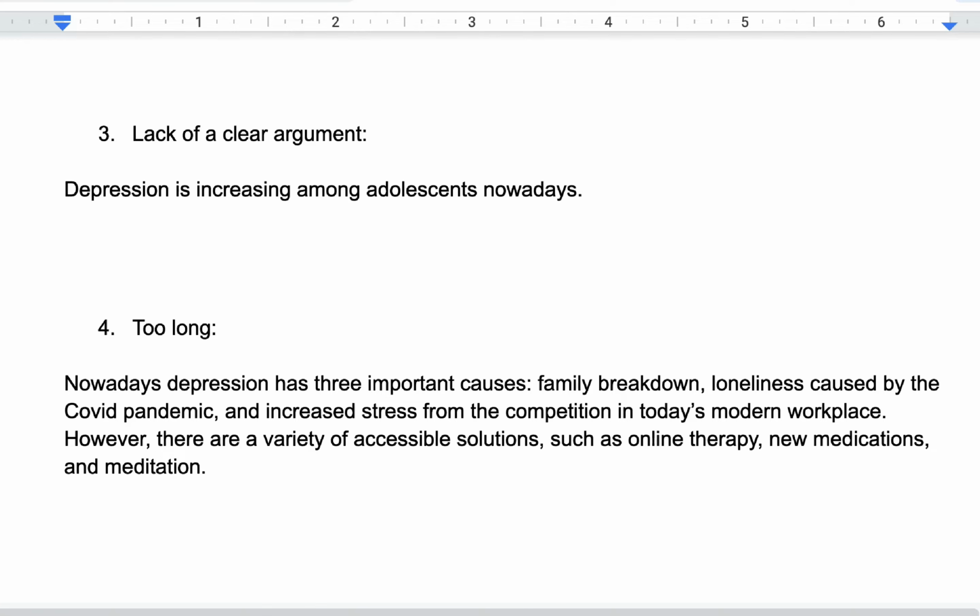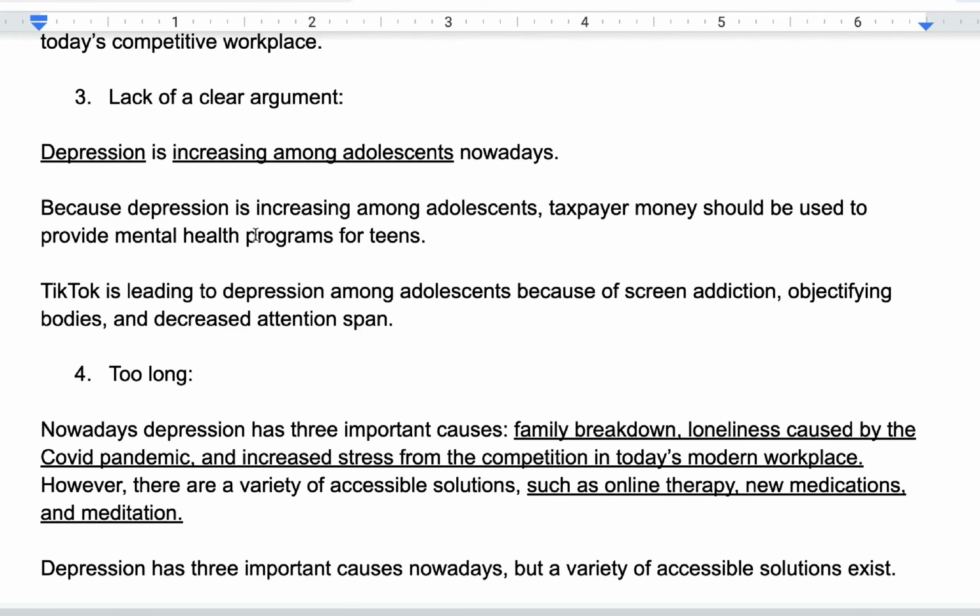Okay, so let's see a couple examples. Because depression is increasing among adolescents, taxpayer money should be used to provide mental health programs for teens. So here we're focusing on a solution. The solution is that taxpayer money should be used for mental health programs. It should be, so I'm going to persuade you. This is an argumentative essay, or we might say a persuasive essay. I'm going to try to make you believe that my opinion or my position is the best one.